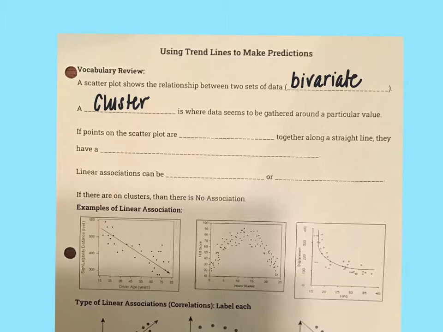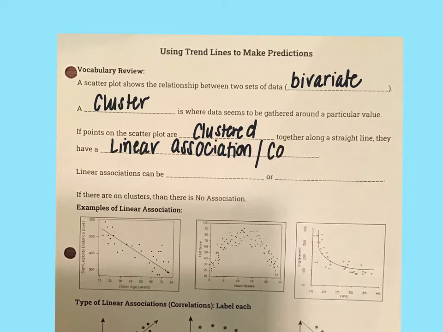If points on the scatter plot are clustered together along a straight line, they have a linear association. An association is the same thing as a correlation. So if your dots cluster around a straight line, or they create a straight line, we call that linear because it's straight, so it's linear.